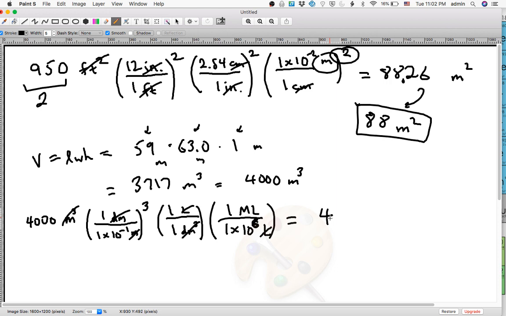So this is 4 megaliters. Okay, so maybe not a space shuttle, but maybe, I don't know. All right. So 4 ML. Is this one significant figure okay? Yes, it is, because this is also one significant figure.